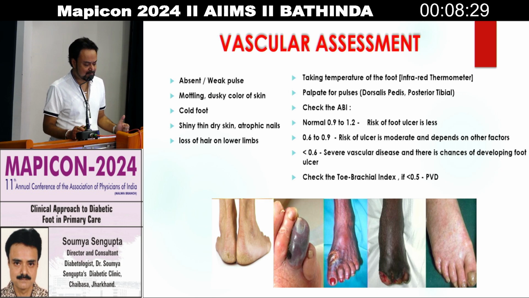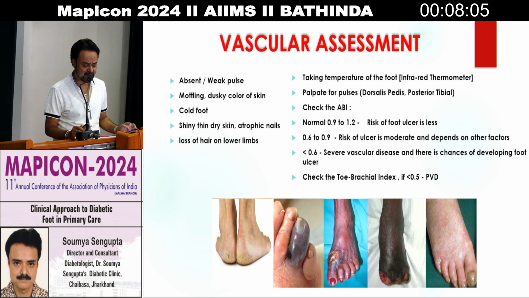In vascular assessment, look for absent or weak pulse, mottling, dusky color of the skin, cold foot, shiny dry skin, atrophic nails, loss of hair in the lower limb. Taking temperature is also very important, by the infrared thermometer, a very ordinary tool. Palpate the pulses, dorsalis pedis, posterior tibial, it's of utmost importance. Check the ABI if you have a peripheral Doppler.